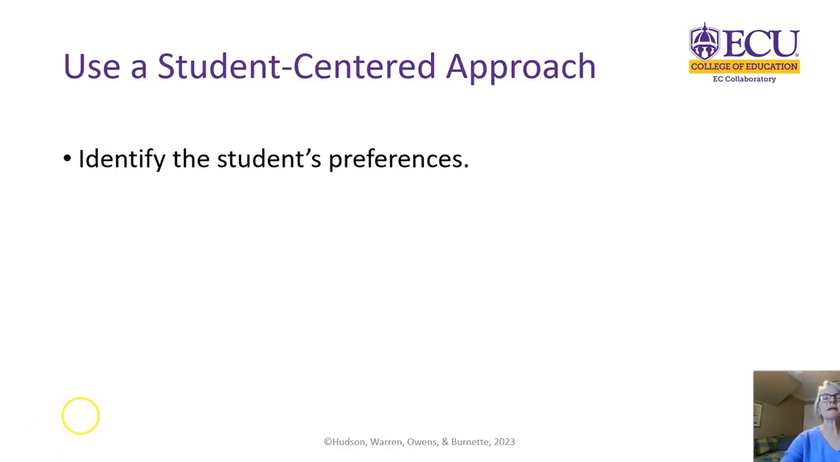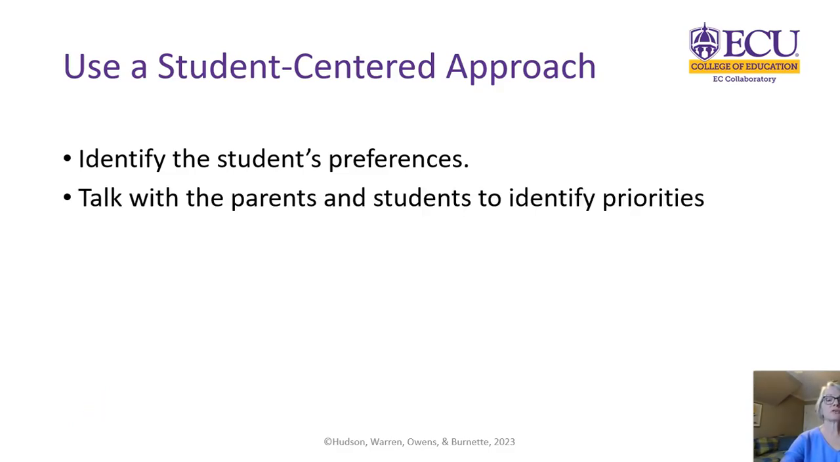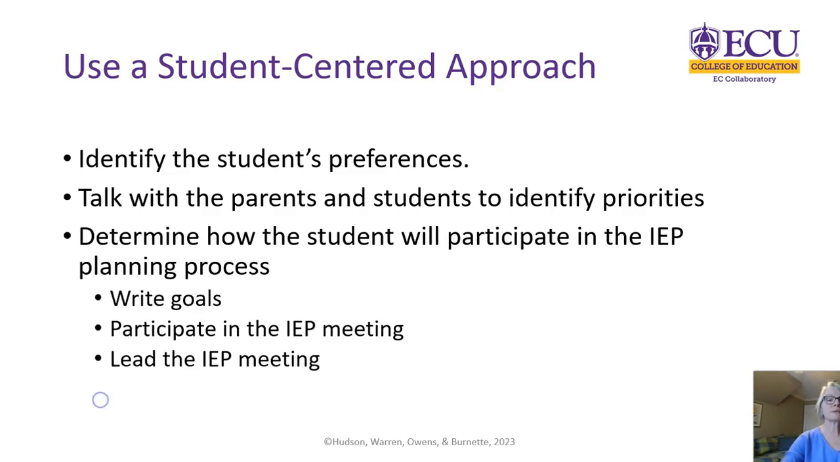Now let's look at the steps for aligning IEPs to grade level. Let's begin by using a student-centered approach. A student-centered approach identifies the student's preferences. You can talk with the parents and students to identify their priorities, and you can determine how the student will participate in the IEP planning process. They can help write their goals, they can participate in the IEP meeting, and they can lead the IEP meeting as they get older.